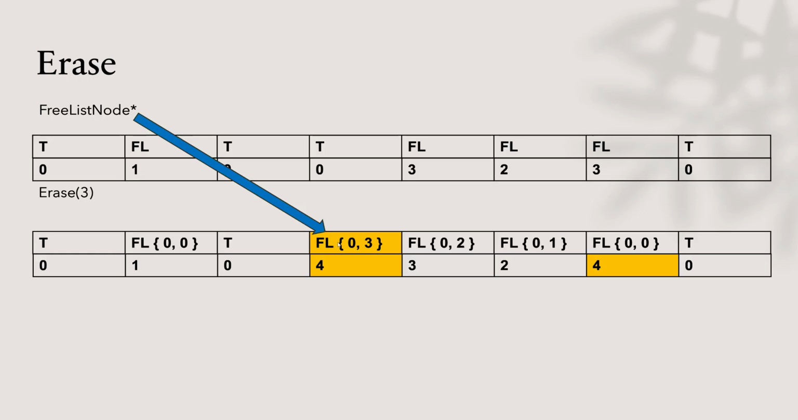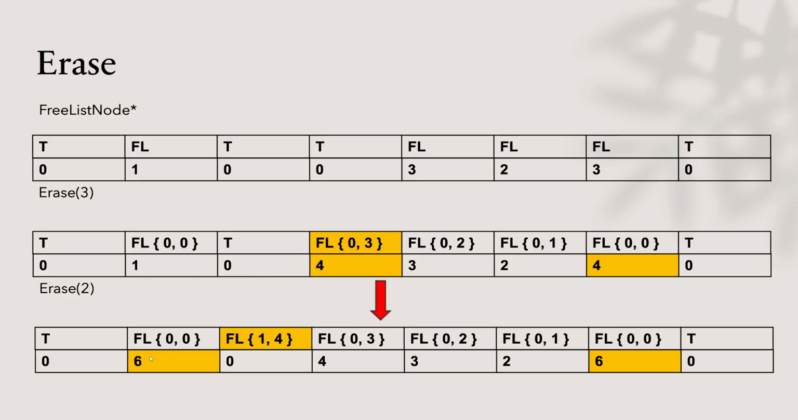All right, and we repoint the free list node pointer. And then this is pointed to here. Now we're going to erase this, and we're going to have to combine this block of 1 with this block of 4, and it turns into a block of 6. And we take the left and right element and we store them here. And this is how it's pointing now.